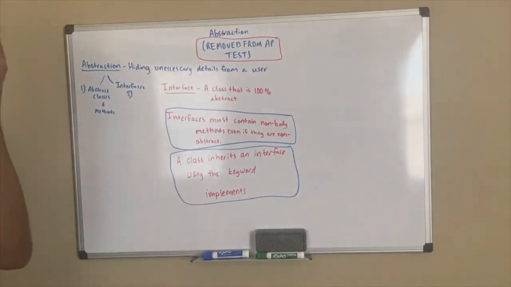So a subclass inherited a superclass using the keyword extends. So now a class inherits an interface using the keyword implements. Kind of does the same task, but it uses a different keyword because it's an interface rather than just a class.